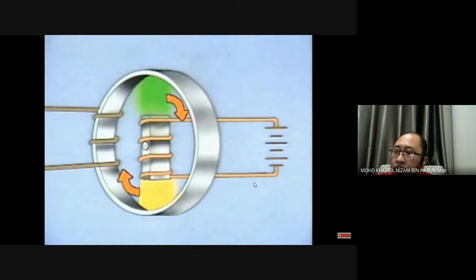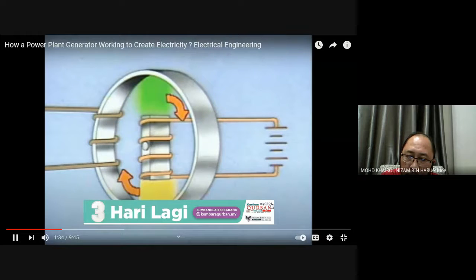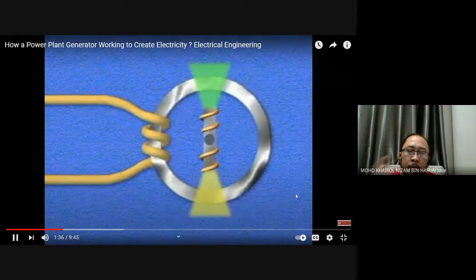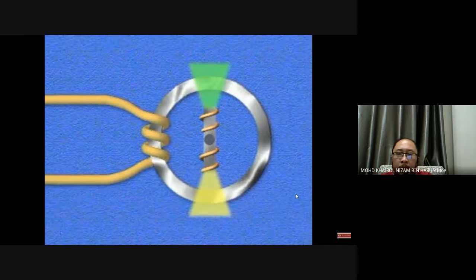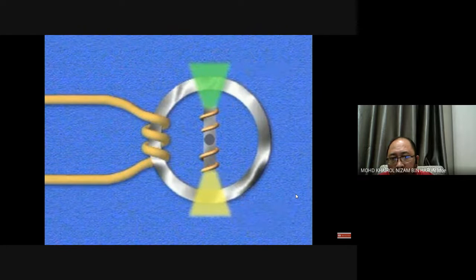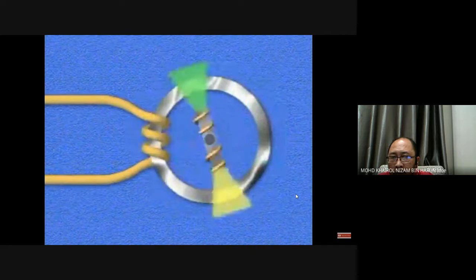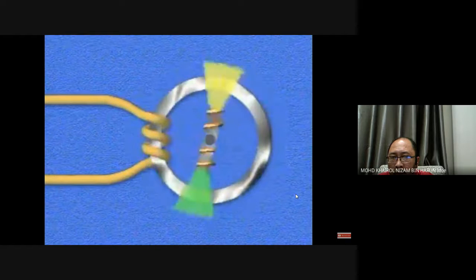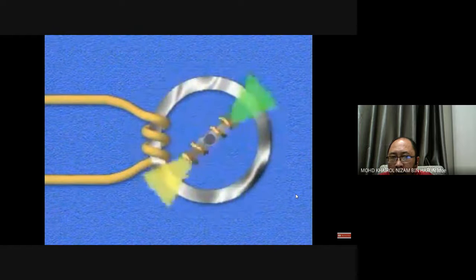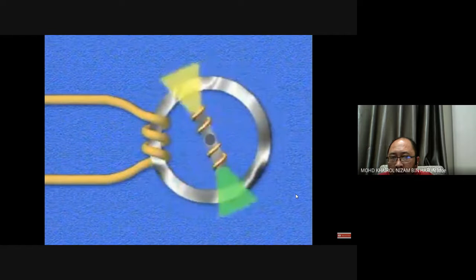The third requirement for inducing voltage is relative motion between the magnetic field and the conductor. Here's an illustration that shows how voltage is induced when the electromagnet rotates. This electromagnet has a north pole and a south pole. The magnetic fields at the 2 poles are opposite in polarity. As the electromagnet rotates, the magnetic fields cross the conductor and induce a voltage. We can say that the north pole induces a positive voltage and the south pole induces a negative voltage.